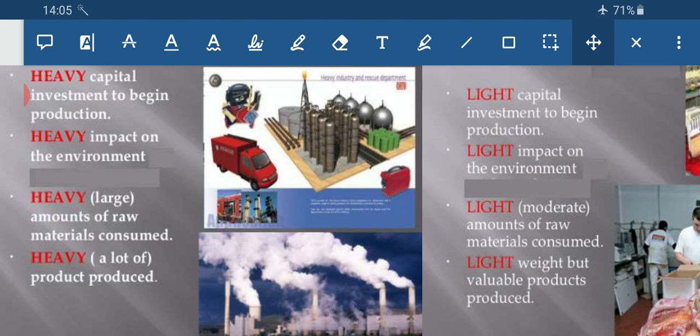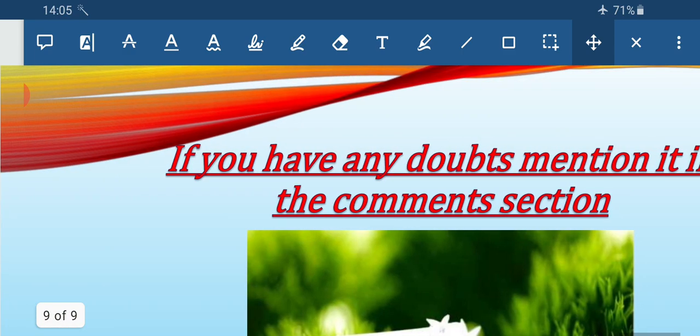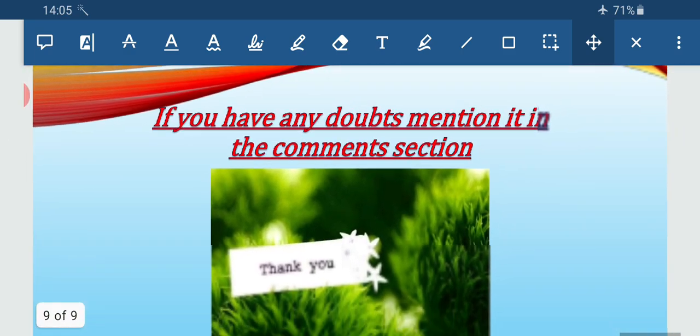So here all the categories of industry on the different bases have been discussed in a differentiating manner. Hopefully the concept of everything is clear to you.